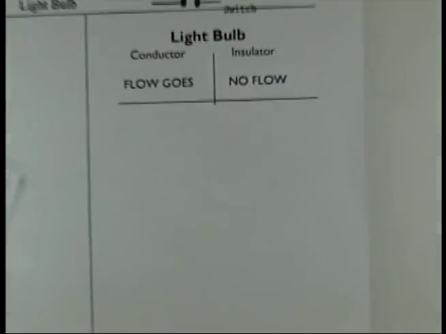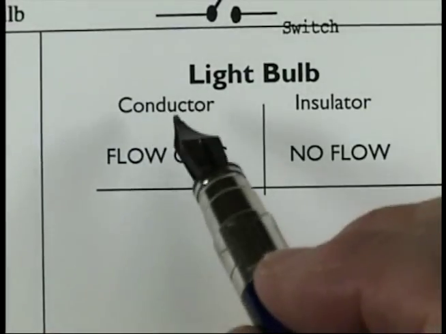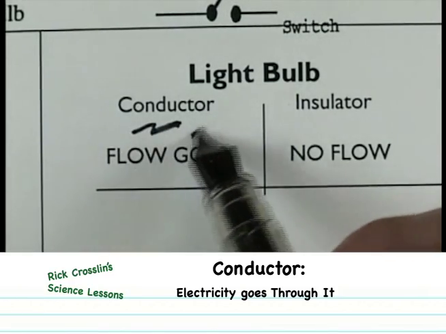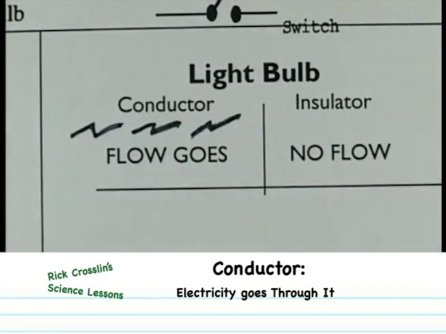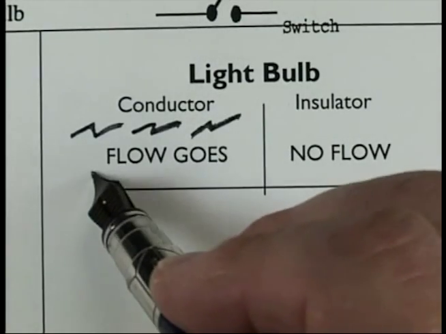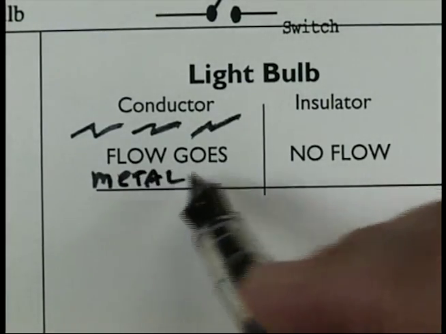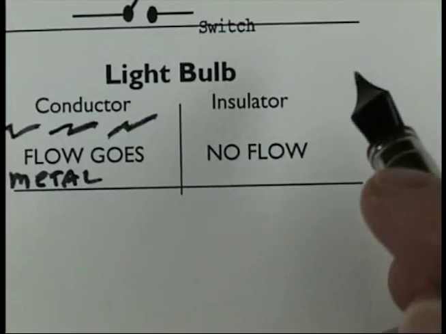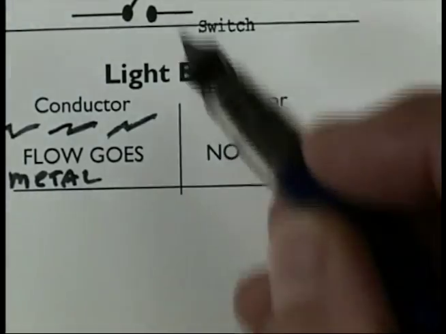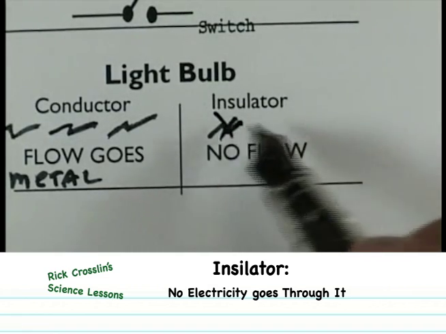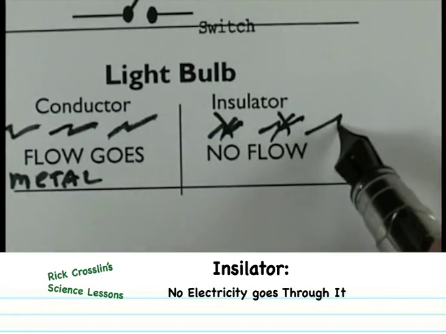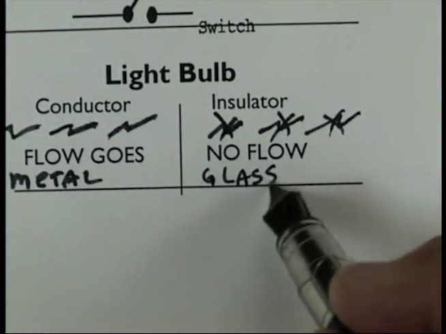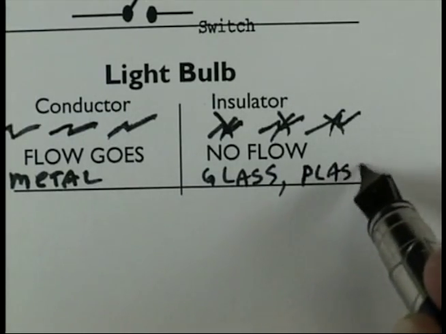Now there's some new words there too. Teachers and boys and girls, here's the first word, conductor. Say conductor. And conductor means the electricity goes through it. I know that metal is a conductor. Next word, insulator. Say insulator. Insulator, no electricity. It does not let the electricity go through. I know that glass is an insulator, and so is plastic. I'm sure there's other things.